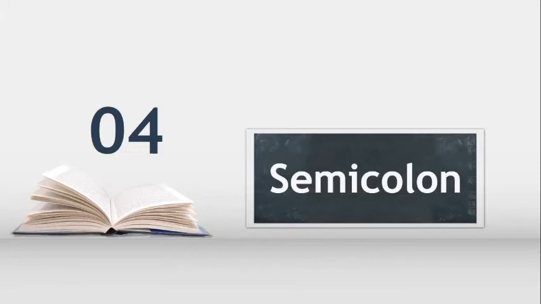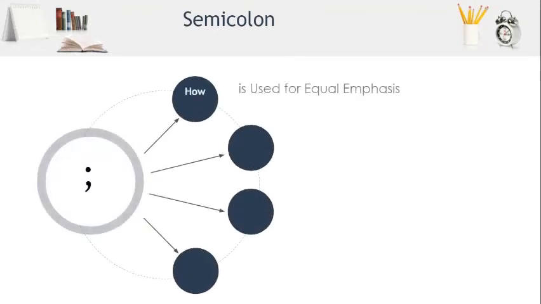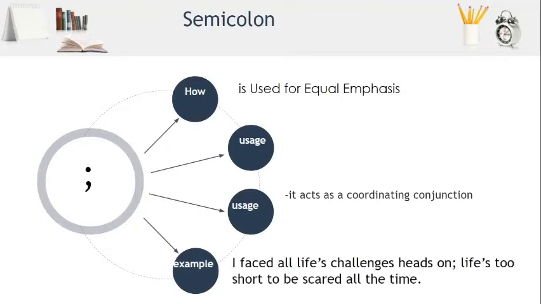So we have here semicolon. You cannot say semicolon. It's semicolon. Okay. So when will you use a semicolon? So that is the icon of a semicolon. Okay. How are you going to use this? It is used for equal emphasis or emphasis. And the usage, it acts as a coordinating conjunction. So going back to your conjunctions, we have here three. Once again, coordinating conjunctions are the fanboys. Okay, for, and, nor, but, or, yet, and so.